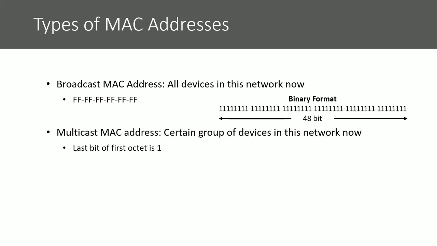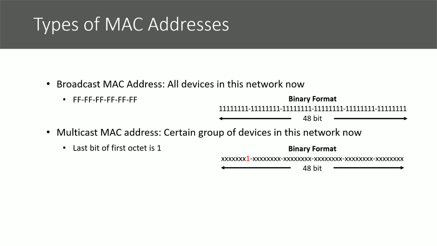The other type of MAC address is multicast MAC address, which means a certain group of devices in this network now. Details of multicast are not part of this course, but for now it is enough to know that multicast MAC addresses have the last bit of the first octet as 1. So if this is the MAC address in binary format, and the last bit of the first octet is 1, this means this is a multicast MAC address and only devices that are part of this multicast group are interested to receive this traffic.